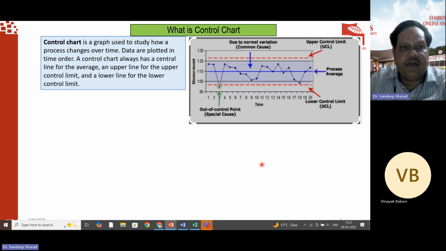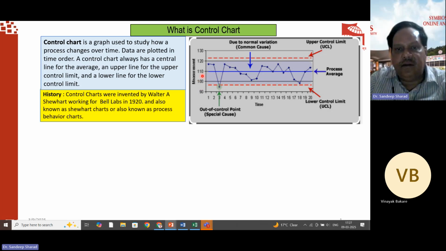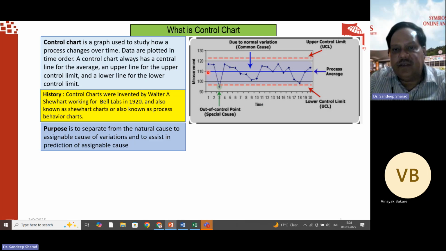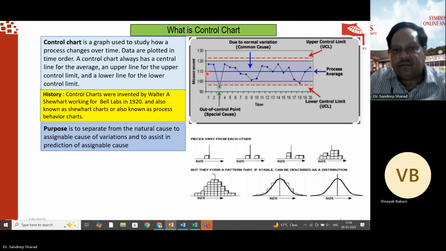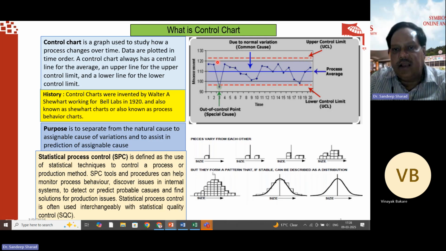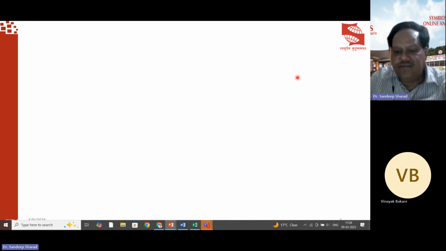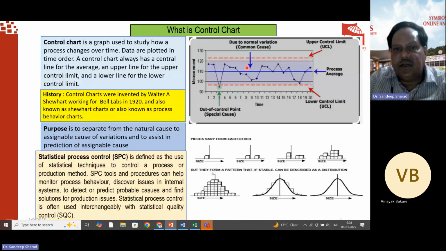What is a control chart? A control chart is a graph used to study how the process changes over time. Data are plotted in time order. A control chart always has a central line for the average, an upper line for the upper control limit, and a lower line for the lower control limit. We can see the measurement, and on the horizontal axis is time. The central blue line is the process average, with some variations around it, and the dotted lines show the upper and lower control limits.